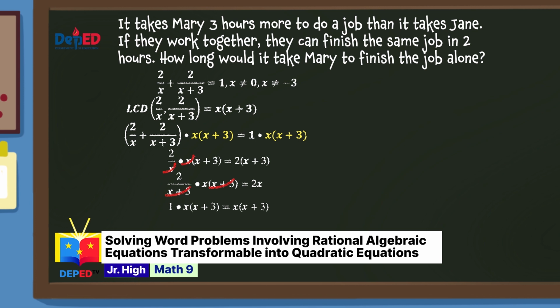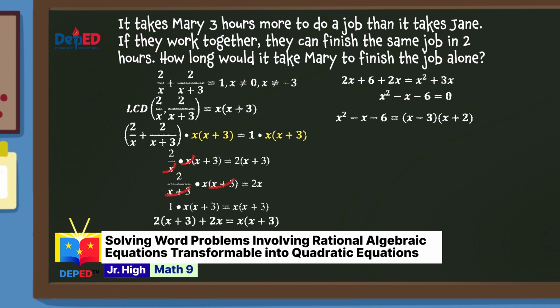Thus, the resulting equation is 2 times the binomial x plus 3 plus 2x equals x times the binomial x plus 3. This means that 2x plus 6 plus 2x is equal to x squared plus 3x. The standard form of this equation is written as x squared minus x minus 6 equals 0. And this can also be solved by factoring.